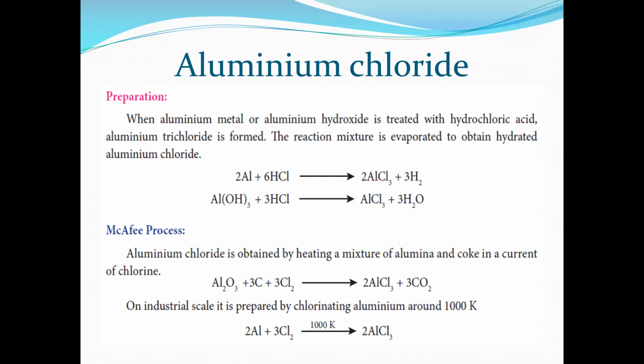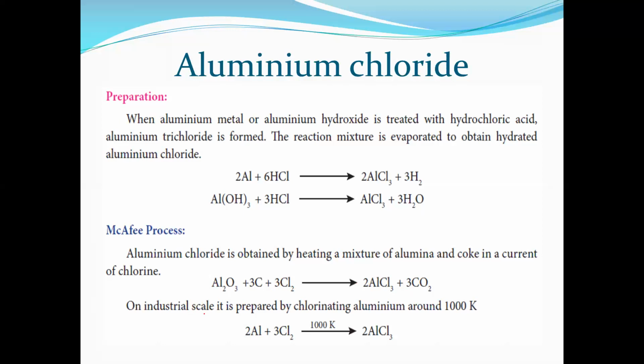So we are using another method, the McAfee process. In that, aluminum chloride is obtained by heating a mixture of alumina. The formula for alumina is Al2O3. We need to react this alumina with coke. Coke means carbon, so both are reacting with each other. While heating, we need to pass chlorine gas. So we are getting aluminum trichloride and carbon dioxide gas.